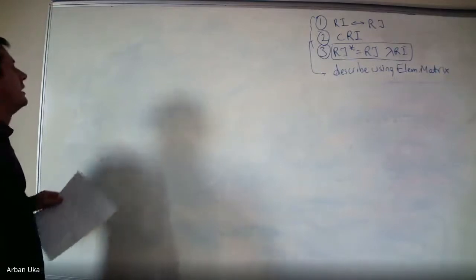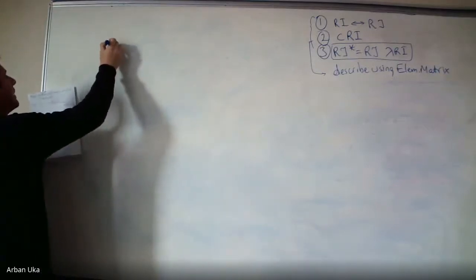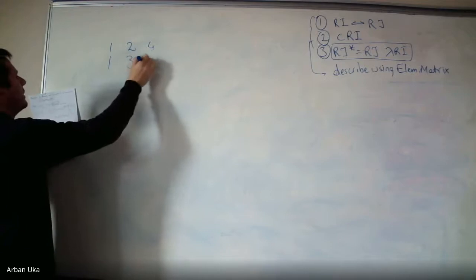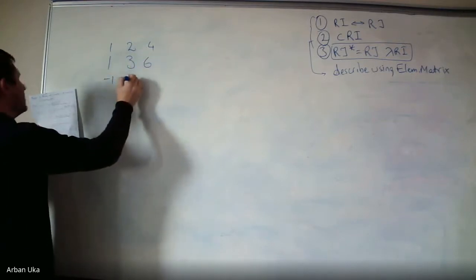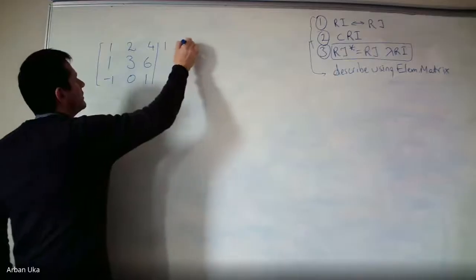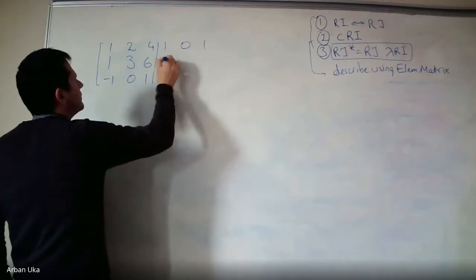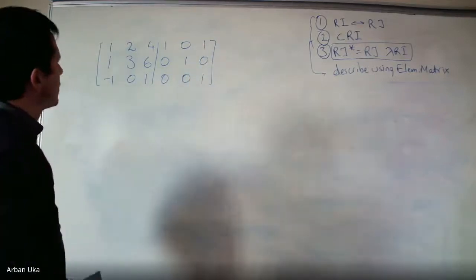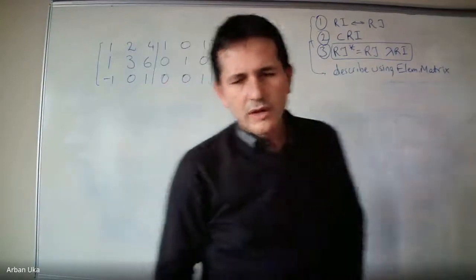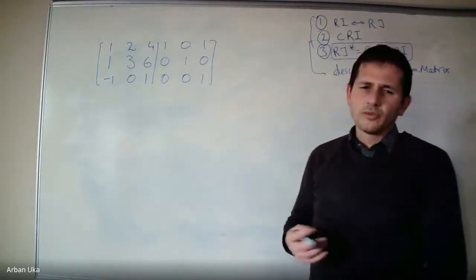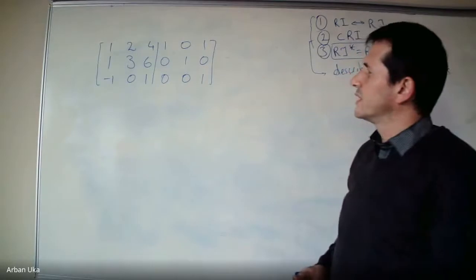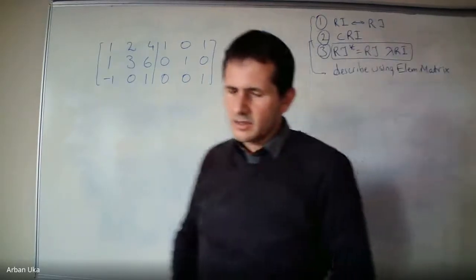Okay, so let's assume we have a matrix that looks like this: 1, 2, 4, 1, 2, 6, minus 1, 0, 1. Let's assume that we have a matrix A, and we want to apply some elementary row operations and get in the end the identity matrix.